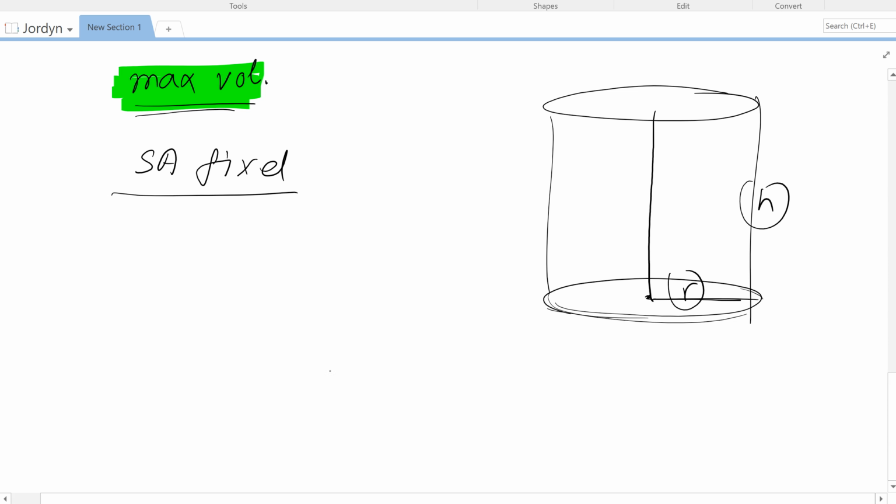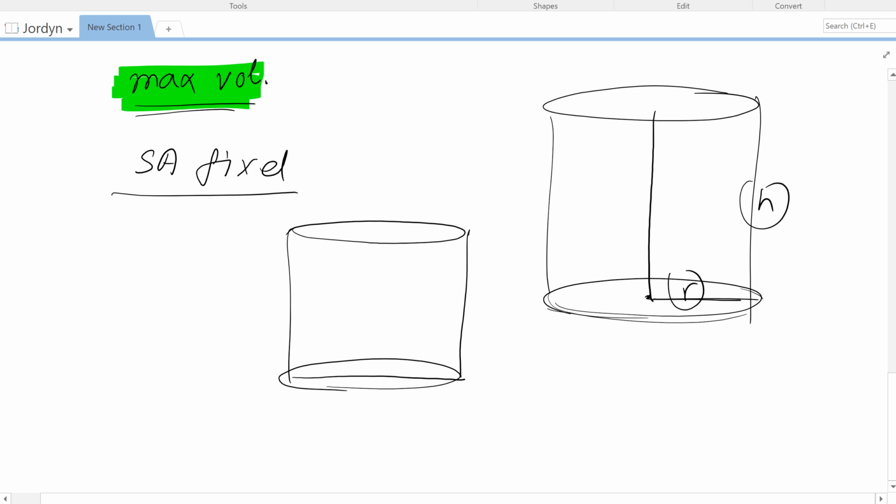Probably not height and radius, but the width of this cylinder. That means the diameter and the height. Okay. So the diameter is made of two radiuses, right? Yes. That means height is equal to 2r, double the r. So that is the restriction for this one. So when your height is equal to 2r, you're going to have a maximum volume.